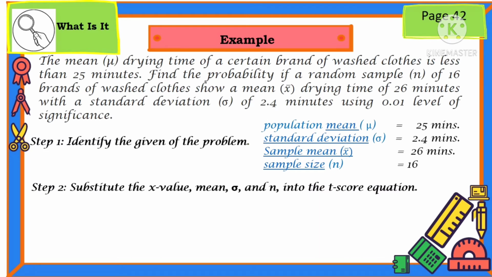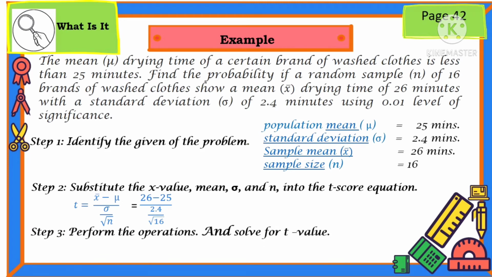For step 2, substitute the x value, the mean, the standard deviation, and the sample size into the t-score equation. T equals x bar minus mu over sigma divided by the square root of n. Substituting the values, we have 26 minus 25 over 2.4 divided by the square root of 16.